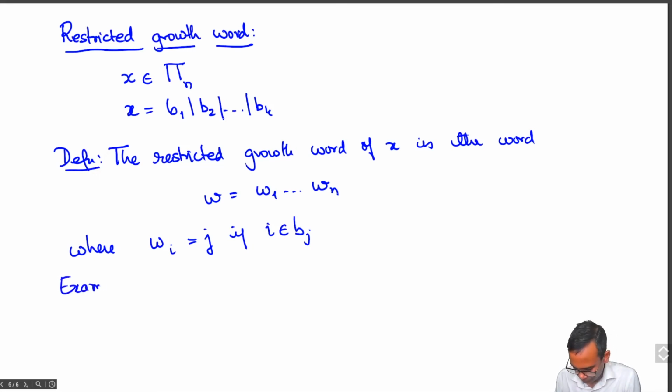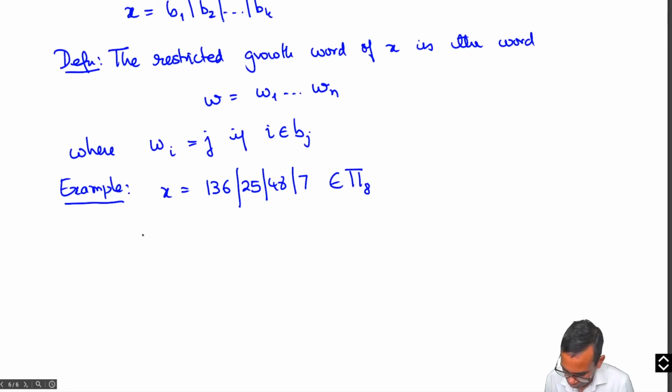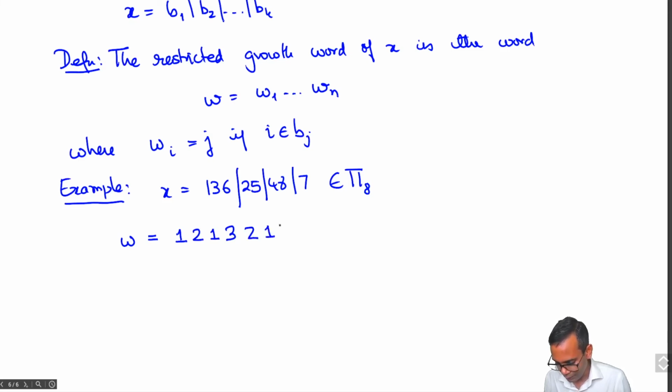Let's look at an example. Suppose we take X to be the set partition {1, 3, 6}, {2, 5}, {4, 8}, {7}. So this is a set partition in pi_8, and let's write down its restricted growth word. W1 will be the block in which 1 appears, so W1 will be 1. W2 will be the block in which 2 appears, so W2 will be 2. W3 will be the block in which 3 appears, so again, it's going to be 1. W4 is the block in which 4 appears. It's going to be, well, the third block. 5 appears in the second block. 6 appears in the first block. 7 appears in the fourth block. And 8 appears in the third block. So this is the restricted growth word of this set partition.